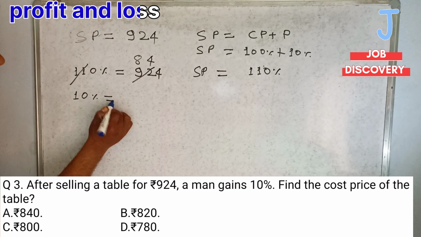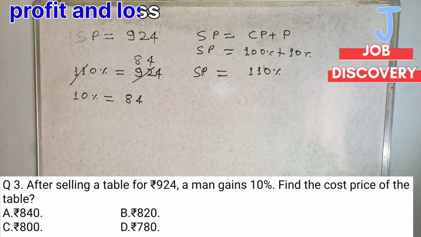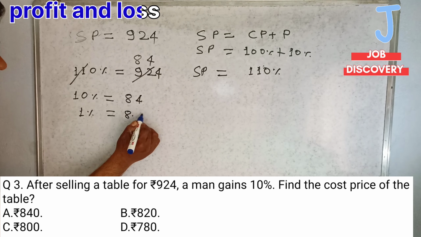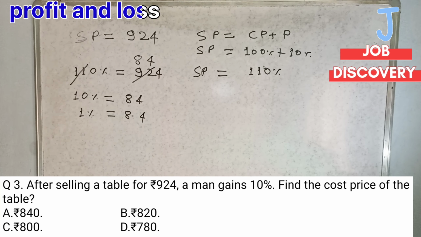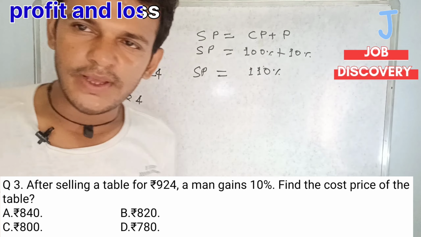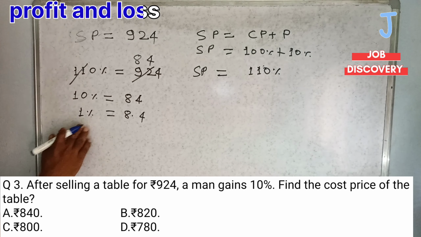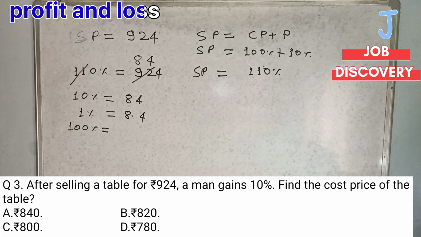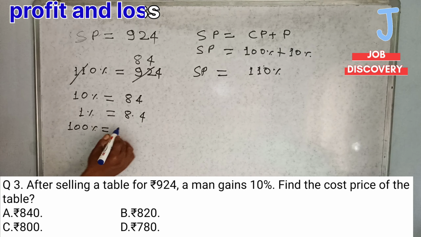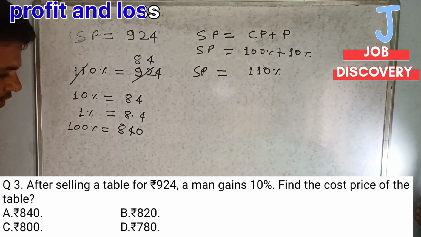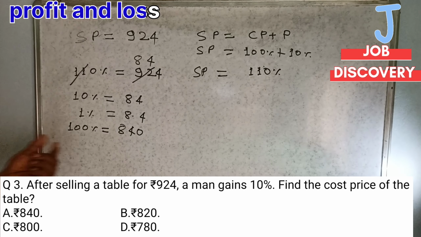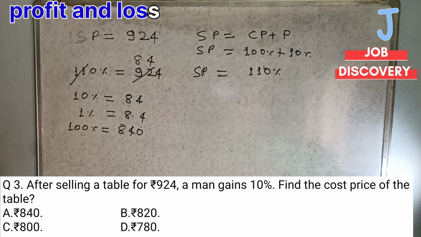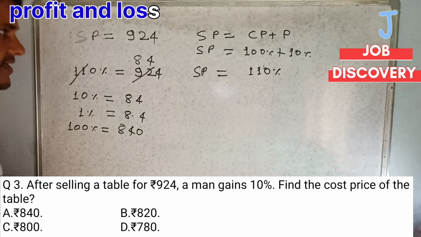1% is equal to 84, right? So 1% will be 8.4. Our target is to find what is the cost price. Cost price is 100%. So 1 into 100 will be 100%. Similarly, 8.4 into 100 will be 840. So our answer is 840. Which option is the correct answer? Option A is the correct answer.